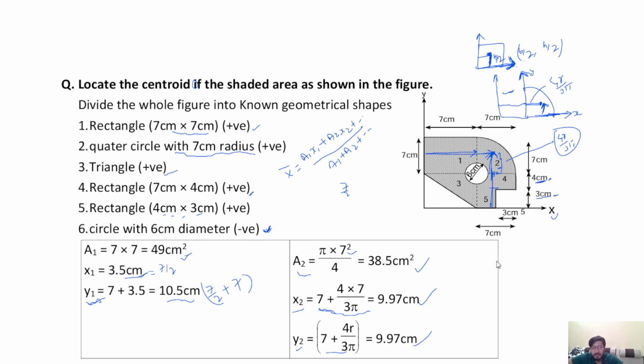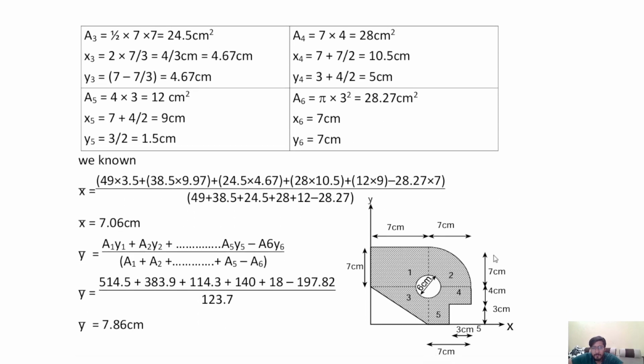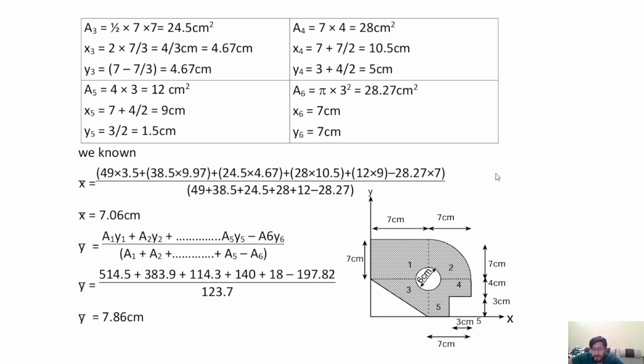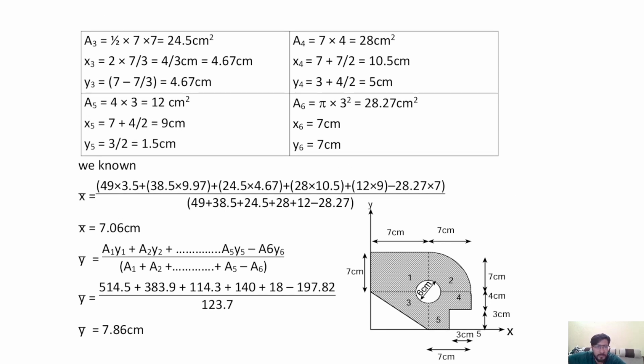And the third one is the triangle. The orientation of this triangle is in this way. That's why the centroid of the triangle is at the distance 2b by 3, and from here 2h by 3.